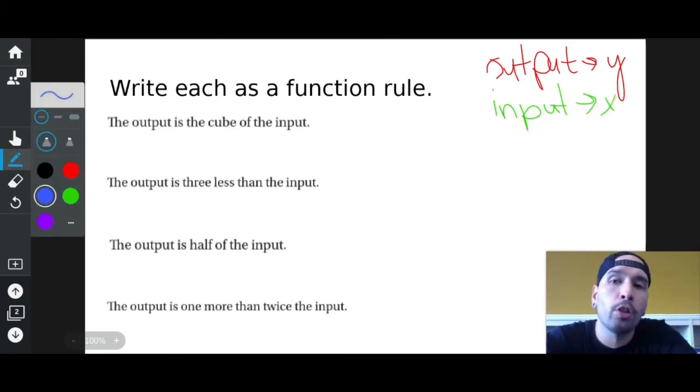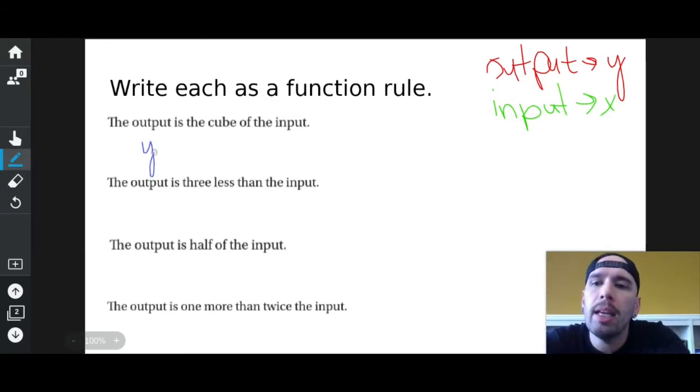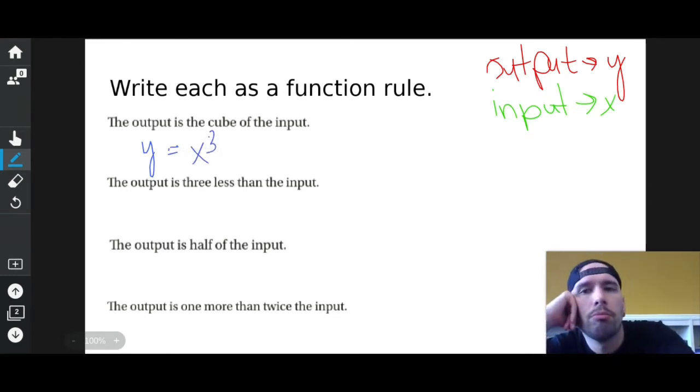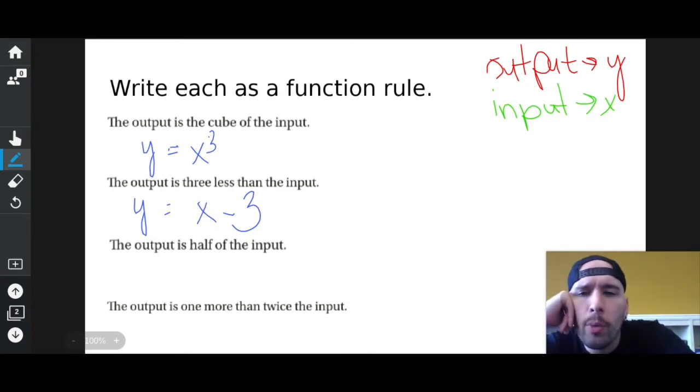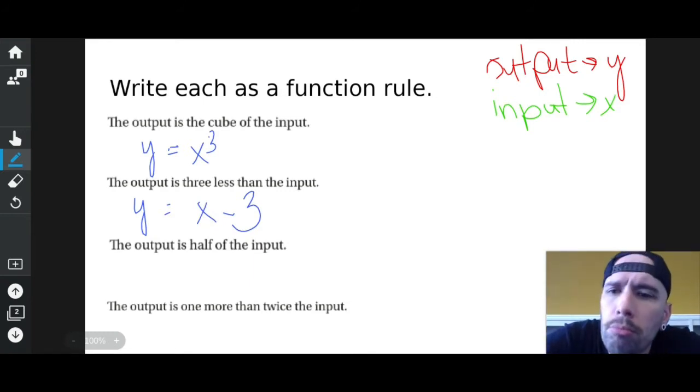So let's write some function rules, shall we? The output, y, equals the cube of the input. So input cubed. Done. The output, y, is 3 less than, which means I take away 3, the input. Fun fact, if you see the word than, just switch them. So I know you want to say 3 minus x, but you're actually taking away 3, which means x minus 3.